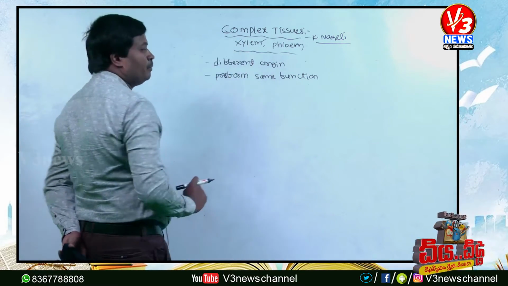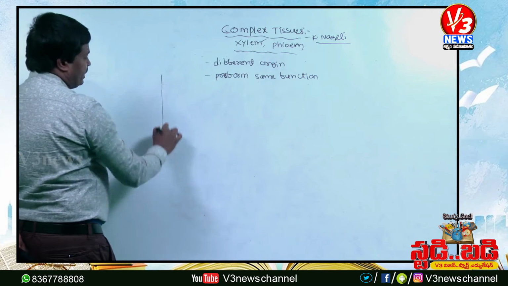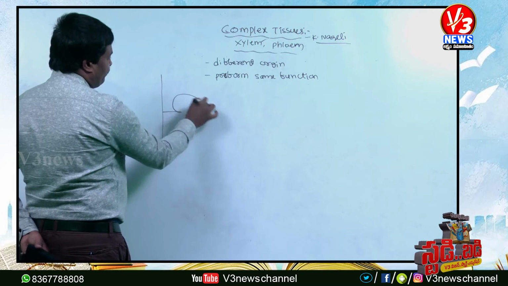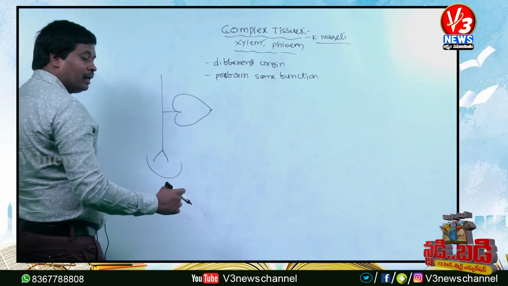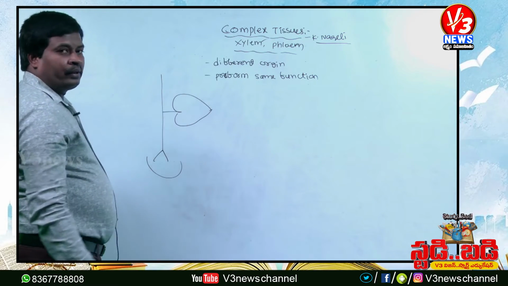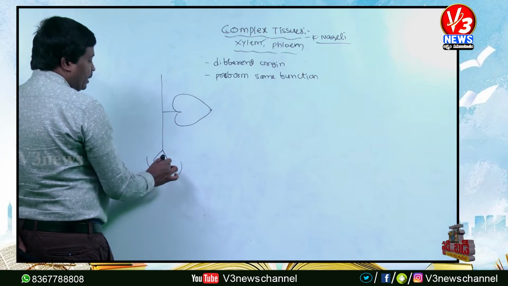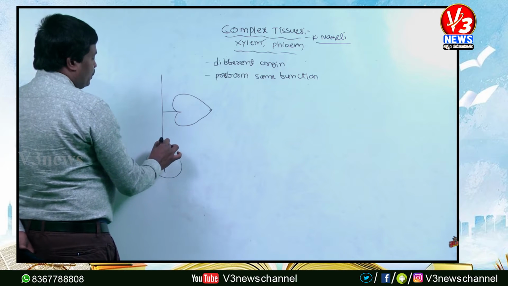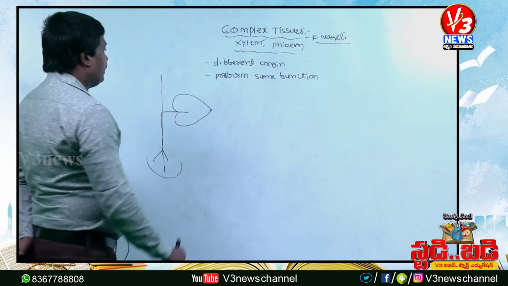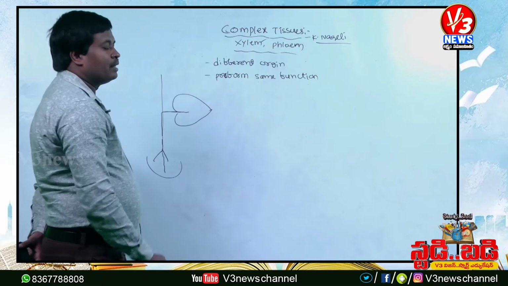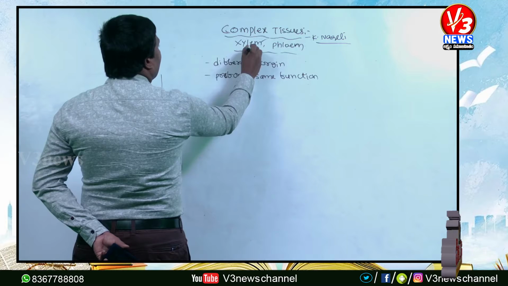What is the function of xylem? Conduction of water and minerals from the root to the stem to the leaf. For example, this is the root, this is the stem, this is the leaf. What is the function of the root? The root apex contains root hairs. Root hairs absorb the water and minerals, which are transported in a unidirectional manner, root to the stem, stem to the leaf. Then later the remaining water is lost through transpiration. Next, xylem is also called hydrome.